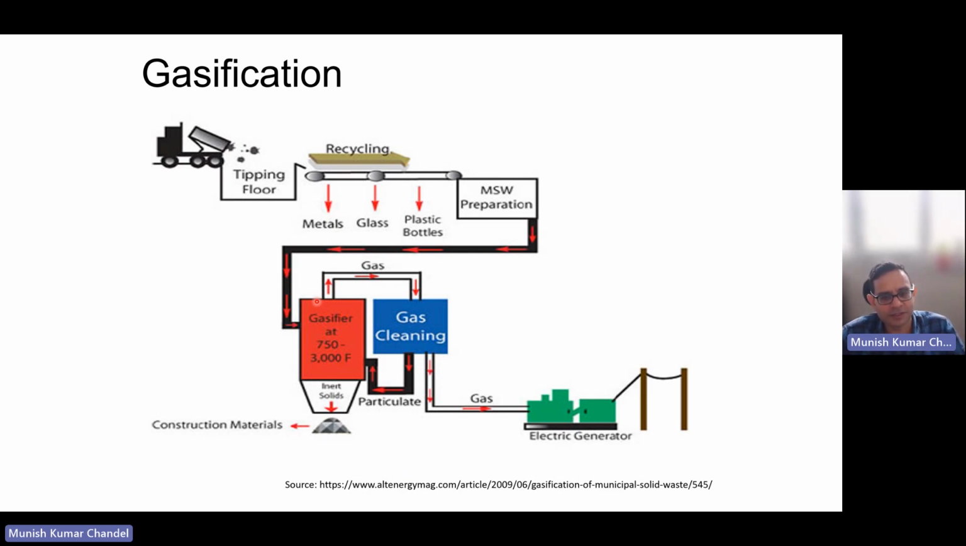Another possible method is pyrolysis, where you do thermal distillation or thermal destruction, and you produce pyrolytic oil. Especially for plastic waste, people have been trying to optimize it so that you can do the pyrolysis and convert your waste, especially the plastic waste, into pyrolytic oil, and that can be used as a liquid fuel.